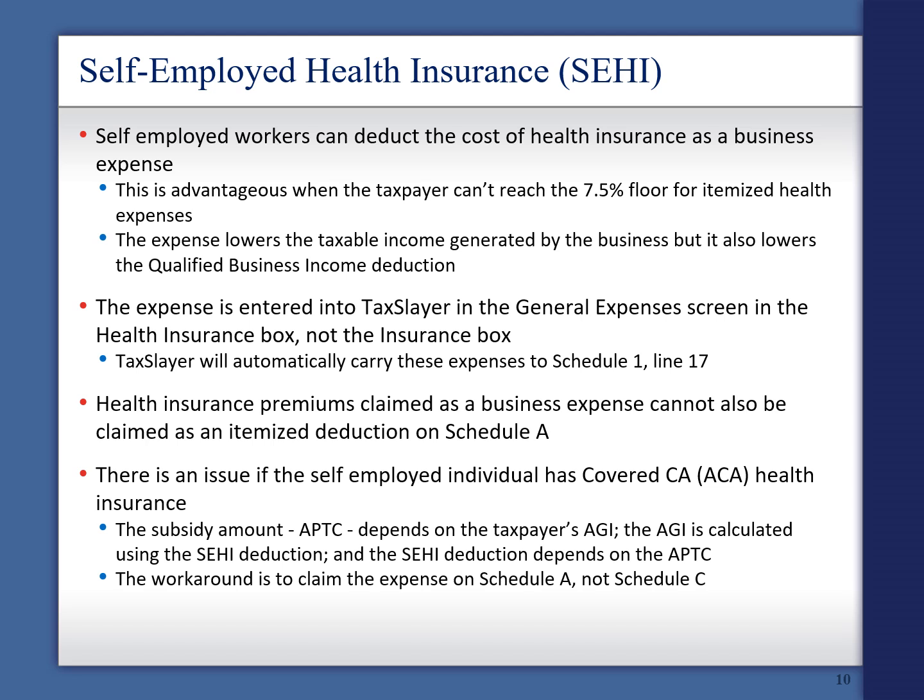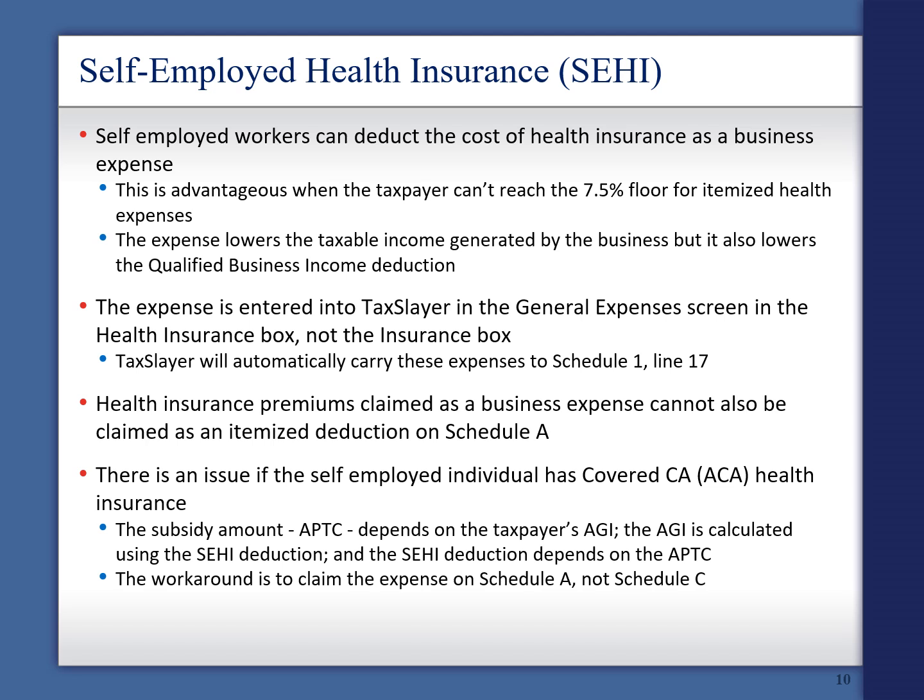The cost of health insurance premiums, including Medicare and LTC premiums, are allowable as an expense for taxpayers who have a Schedule C and have a net profit. This is known as the SEHI section, or self-employed health insurance. Self-employed workers can deduct the cost of health insurance as a business expense. This is advantageous when the taxpayer can't reach the 7.5% floor for itemized health expenses. The expense lowers the taxable income generated by the business, but it also lowers the qualified business income deduction.